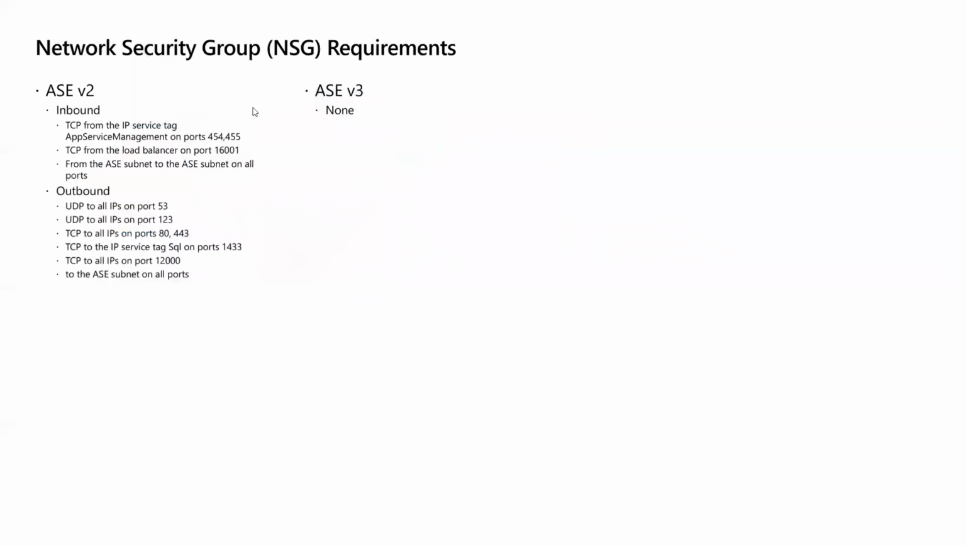This is the network security group I'm talking about. In v2, for example, you have inbound rules, TCP from an IP service tag. And if you want to provide access to Microsoft, you need to open some ports, like 454 or 455, and a TCP load balancer port number, things like that.